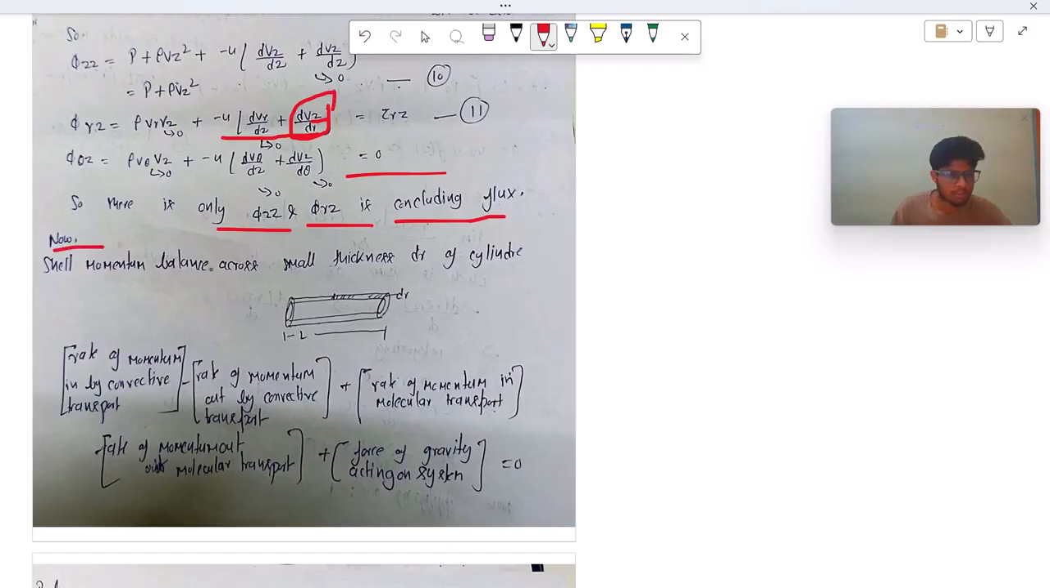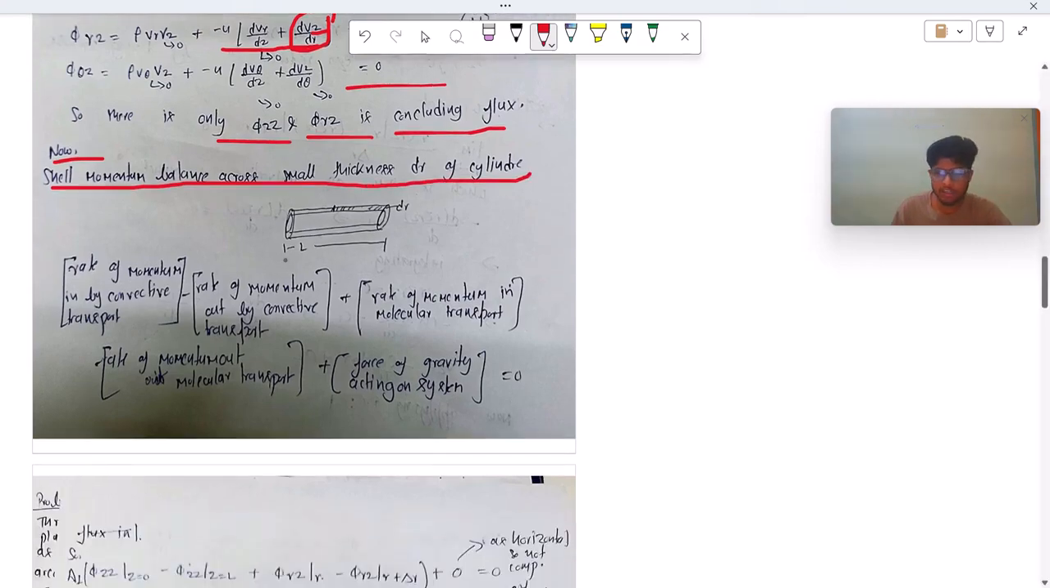Coming to the next part, that is the shell momentum balance across a small thickness dr of the cylinder. We take a small thickness dr of a cylinder which has a length L and a thickness dr.